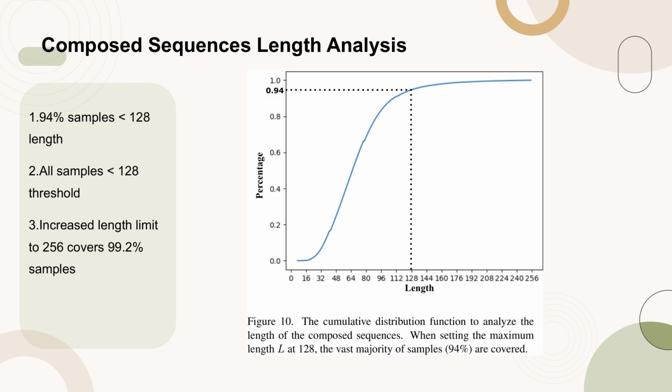Figure 10 presents the cumulative distribution function to analyze the length of composed sequences. It highlights that 94% of the samples have a composed sequence length less than 128, and all samples are below this threshold during evaluation. The figure also notes that increasing the maximum length to 256 would accommodate 99.2% of training samples, albeit with increased computational costs.